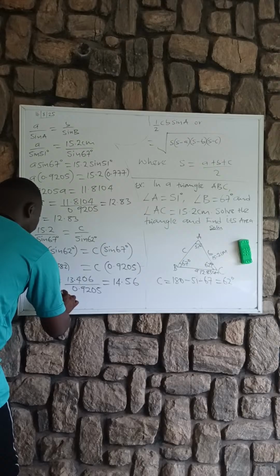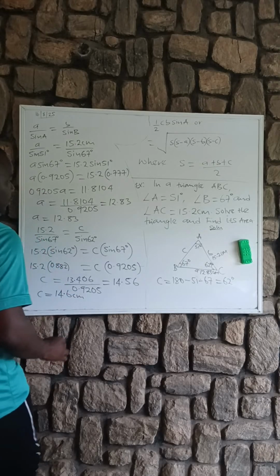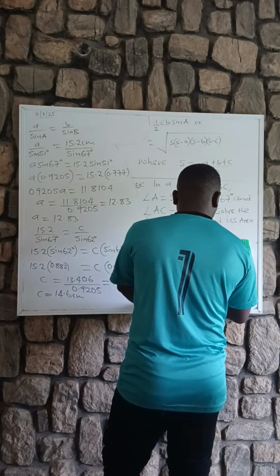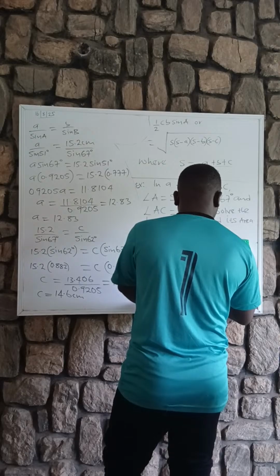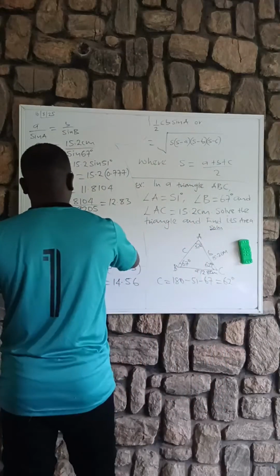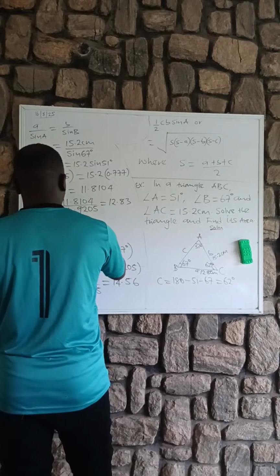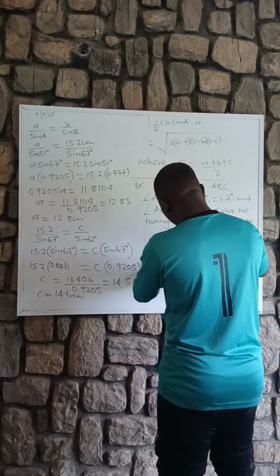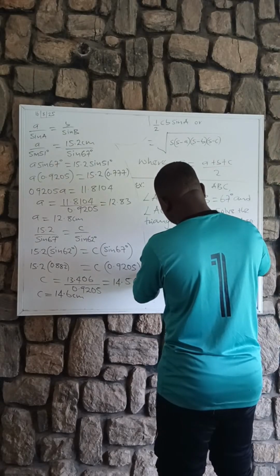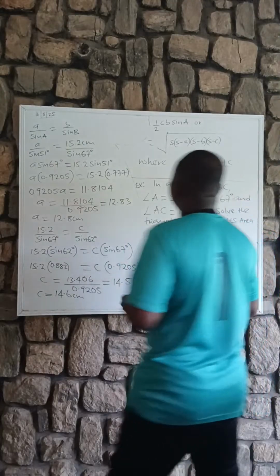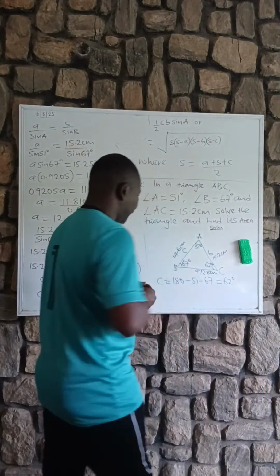Let's just say 6 here. Then this one too, we'll just leave it since it is in one decimal place. So here is 14.6. Okay, so now let's proceed to consider the area.